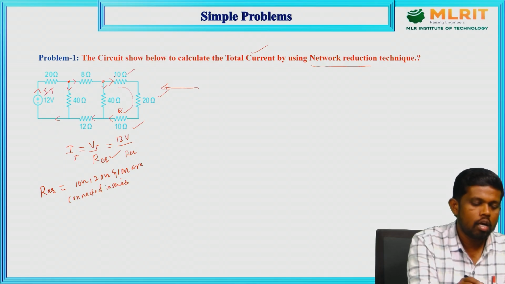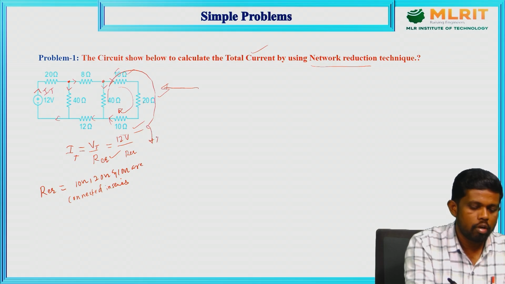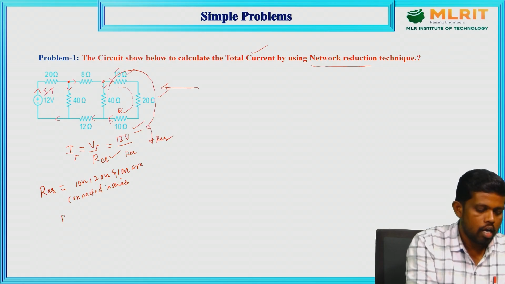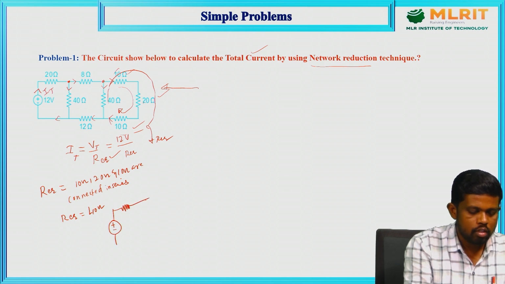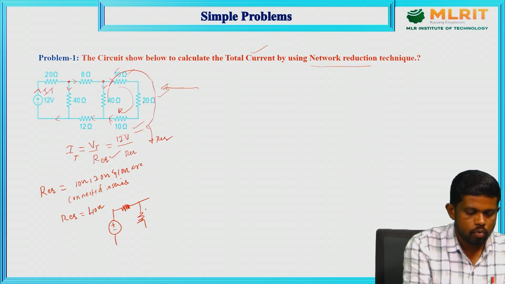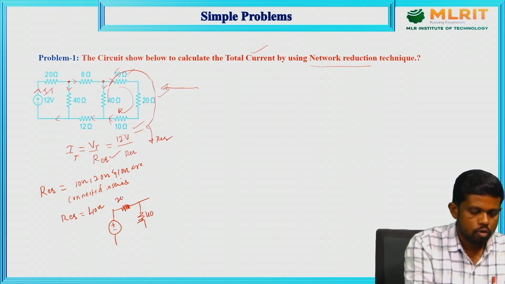So the R equivalent of this combination is 40 ohms. After that we need to redraw the network because we got a reduction in complexity. So we redraw the network with a 40 here and 20 here, and the 8 ohm we got.